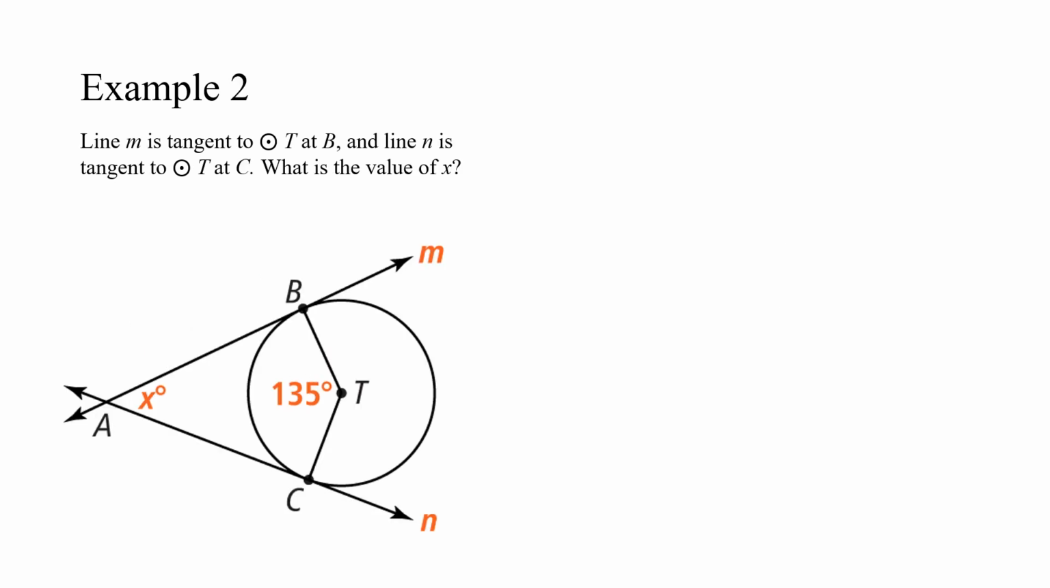In the previous example, we saw a problem that dealt with lengths and using lengths to solve what was going on. Another common type of question that you can come across involves angles. So in this particular one, we are told that line M is tangent to the circle at B, line N is also tangent to the circle at C, and we want to know what's the value of X. Because I know that B and C are points of tangency, I know that the measure of angle ABT is 90 degrees. The measure of ACT is also going to be 90 degrees, and I can already use that information to solve the problem.